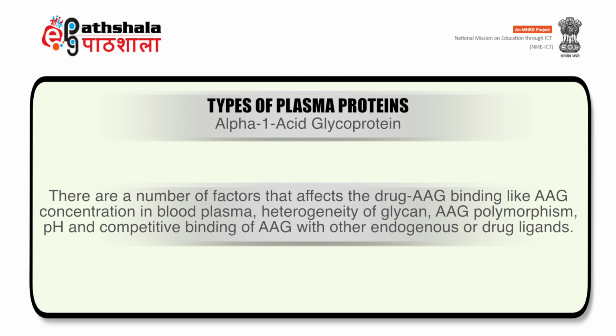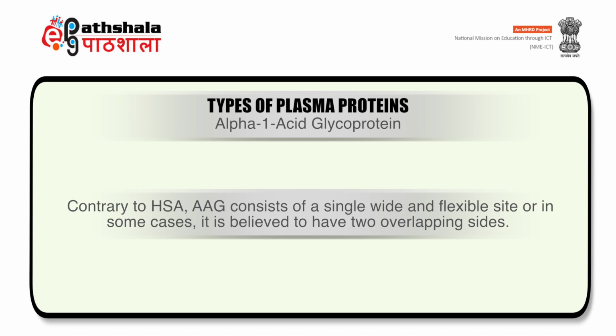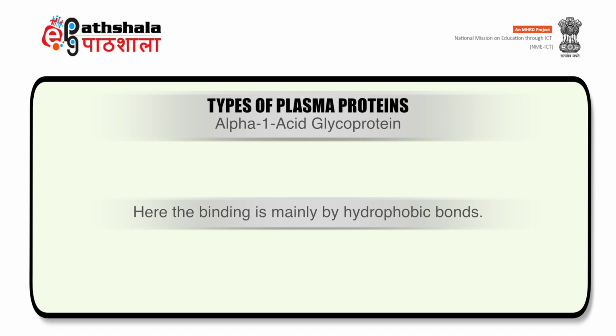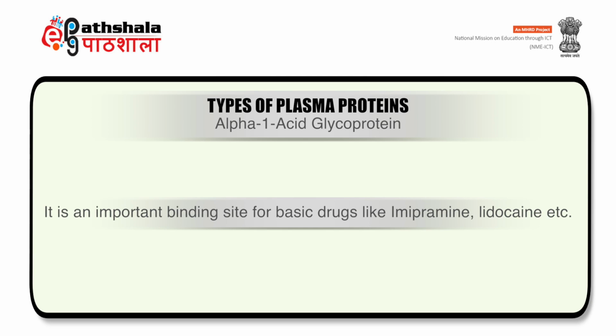There are a number of factors that affect the drug alpha acid glycoprotein binding, like the concentration of this protein in the blood plasma, heterogeneity of the glycan, AAG polymorphism, pH and competitive binding of AAG with other endogenous or drug ligands. It consists of a single wide and flexible site, and in some cases it is believed to have 2 overlapping sites. Here the binding is mainly by hydrophobic bonds. It is an important binding site for basic drugs like imipramine, lidocaine, etc.